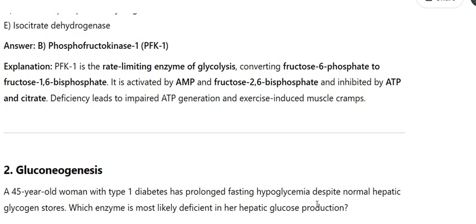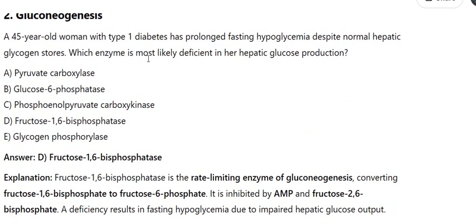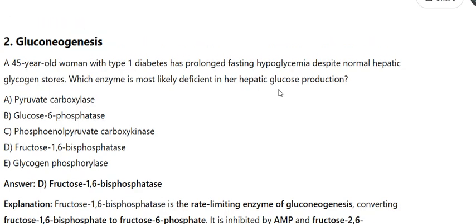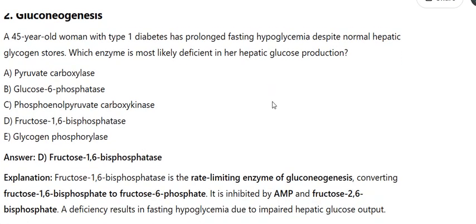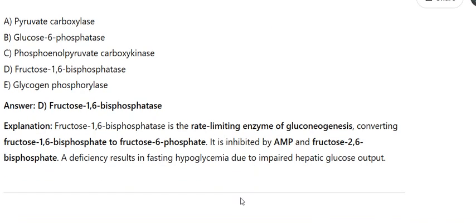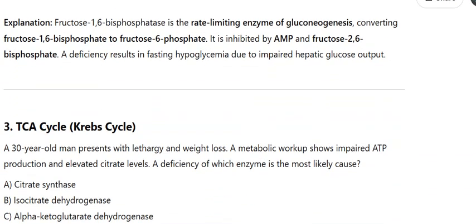2. Gluconeogenesis. A 45-year-old woman with type 1 diabetes has prolonged fasting hypoglycemia despite normal hepatic glycogen stores. Which enzyme is most likely deficient in her hepatic glucose production? A. Pyruvate carboxylase. B. Glucose 6-phosphatase. C. Phosphoenolpyruvate carboxykinase. D. Fructose 1,6-bisphosphatase. E. Glycogen phosphorylase. Answer: D. Fructose 1,6-bisphosphatase.